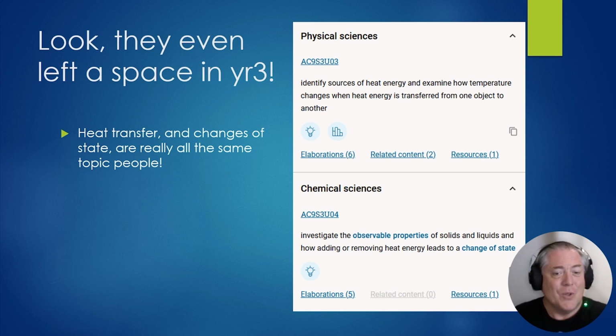Take a quick look here in grade 3. The physical sciences and chemical sciences are both talking about heat. I figure there's space there to talk about atoms. Your kids are going to love it. Once we start talking about atoms, we're talking about the largest orbs we can imagine, stars and planets, and we're talking about the smallest orbs we can imagine, the atoms that make up the whole universe.